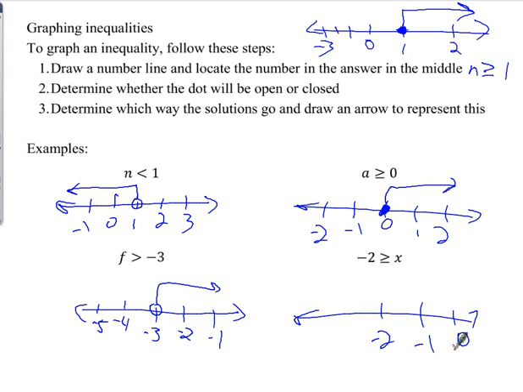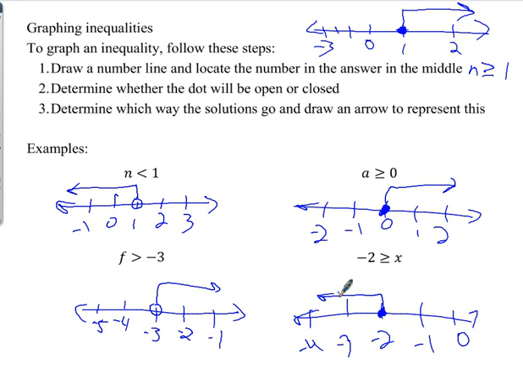Two numbers to the left. -3, -4. Pretty easy number line to put on there. Sure, you can skip some if you want to. Just give me a couple numbers to the left and to the right. What kind of dot do I put on -2? Closed dot. And here's the trick. Which way am I going to go? I got to go to the left.